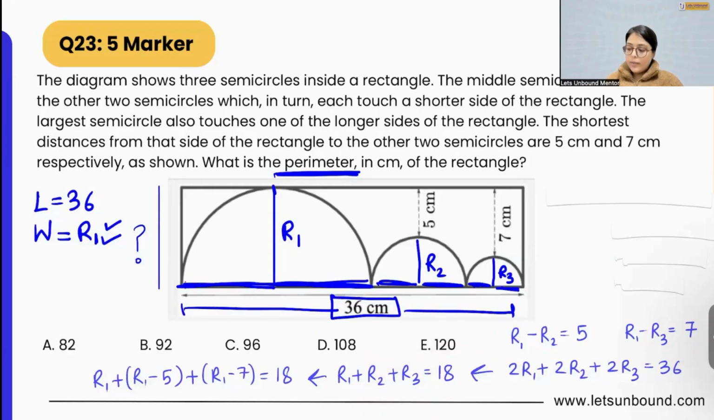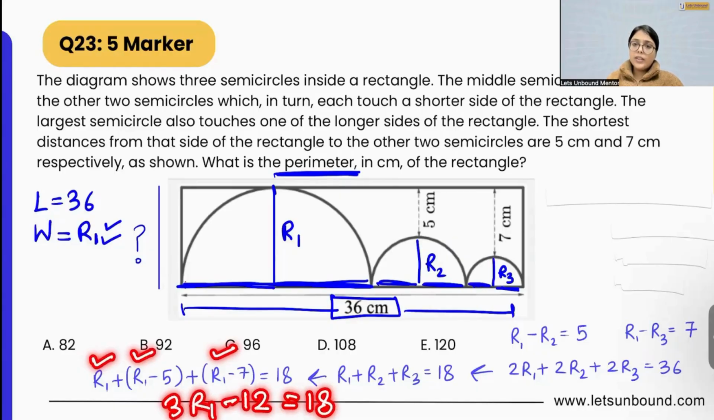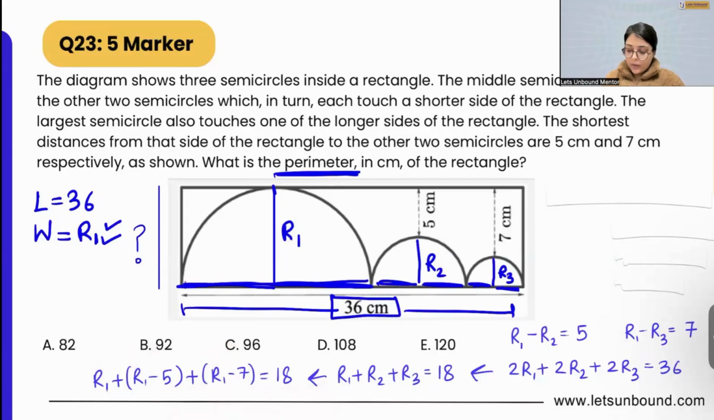Okay, now simply we are going to solve all the like terms, that is R1 we can collect. It will be 3R1 minus 12 equal 18. So what will be R1? 30 over 3. So that is 10. So we got our R1 so easily, that is 10. And R1 is nothing but the width of the rectangle. Okay, so we got R1 value as 10.